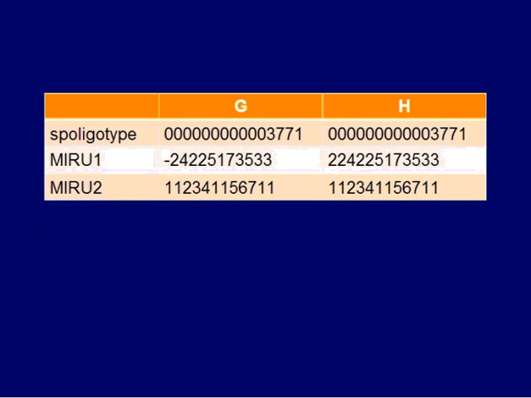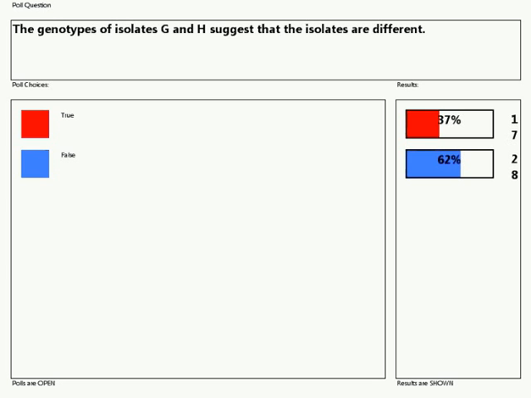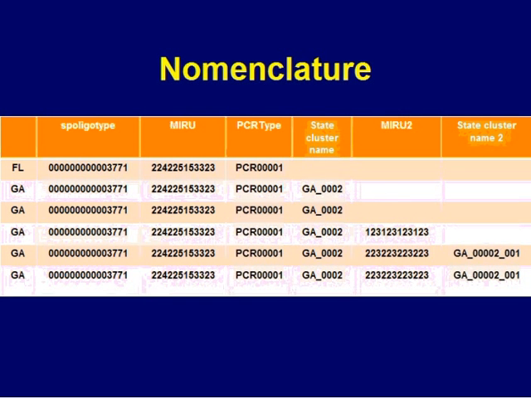Our last example is the genotype results of genotype G, which contains a dash, indicating no result was obtained for that locus. But it matches that of isolate H in all other regards. Do these results suggest that the isolates are different? It looks like everyone's voted. That's right, the answer is false. There is no data here that can be used to show that the isolates are different.